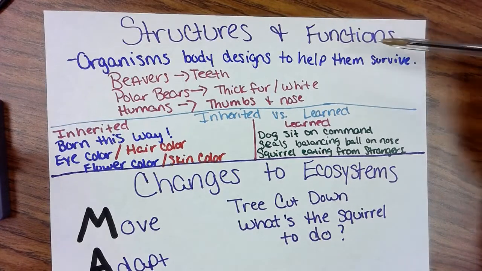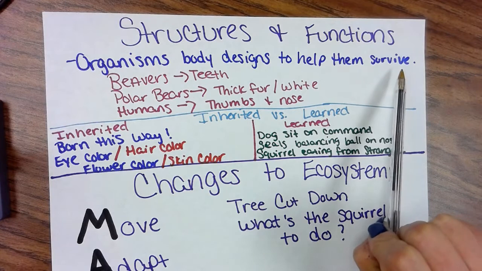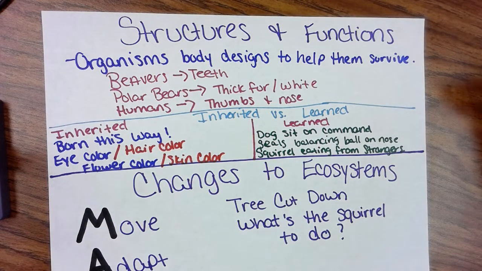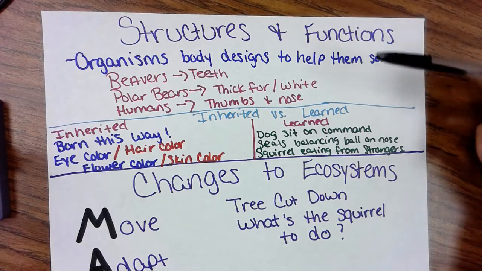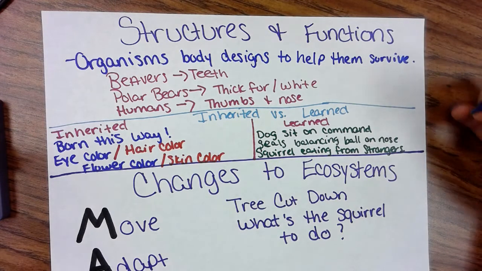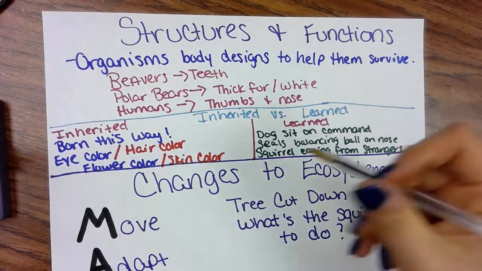All right, structures and functions. Organisms have body designs to help them survive. So why are you born the way you're born? Why do you have the things you have? Why do you have teeth? Why do you have a nose? Why do you have a mouth? Why do you have hands, a thumb? You're designed with all these cool systems and body parts and structures to help you function in life, okay?